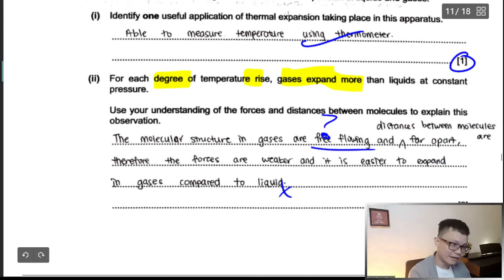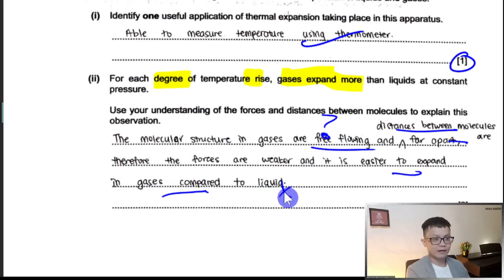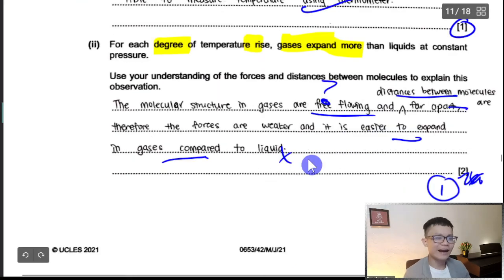Okay, then I just give 1 mark, right? Because the distances are far apart, so it's easier for the gas to expand. So this one I just give 1 mark, because it's so long and sometimes when I read I don't know what the student is talking about. And secondly, the molecular structure: gases are free flowing, and I don't understand what it means by free flowing. Then I just mark it wrong.